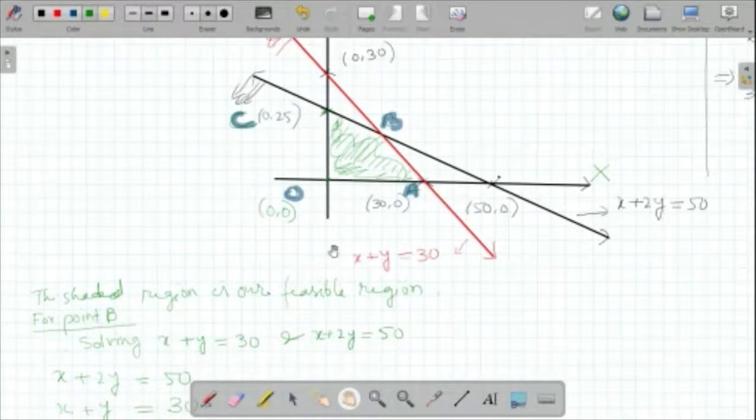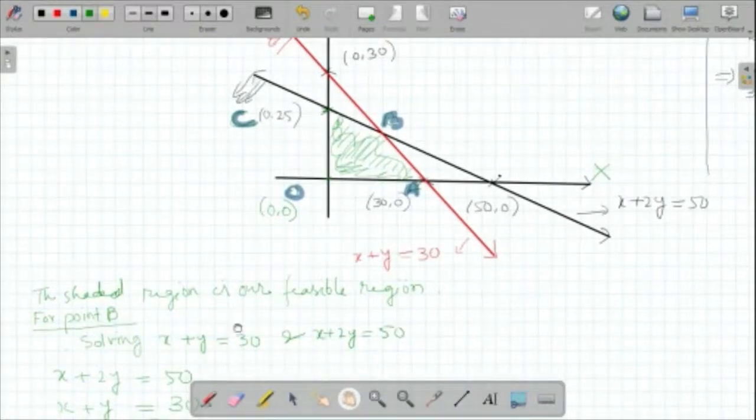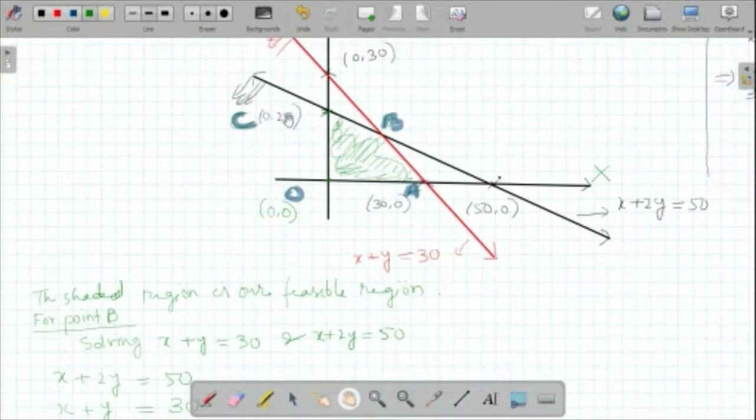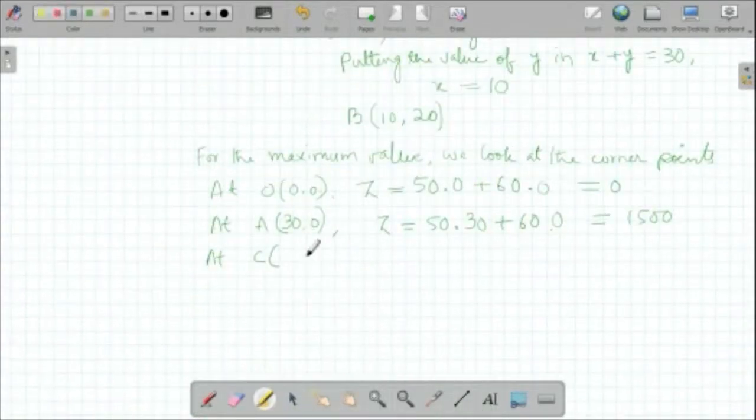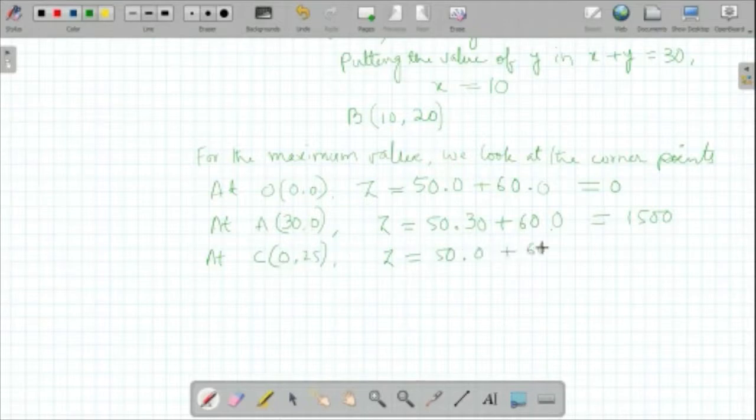Now the next point, C. What is C? C is 0 comma 25. So what is the value of that? It will be 50 times x, which means 0, plus 60 times y, where y is 25. And that will give me how much?